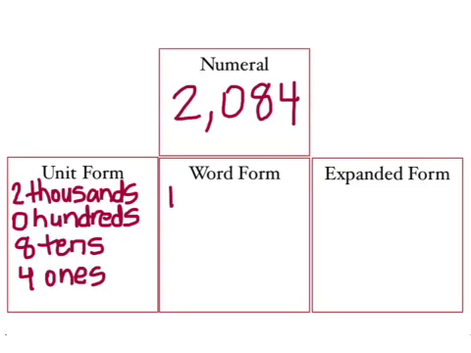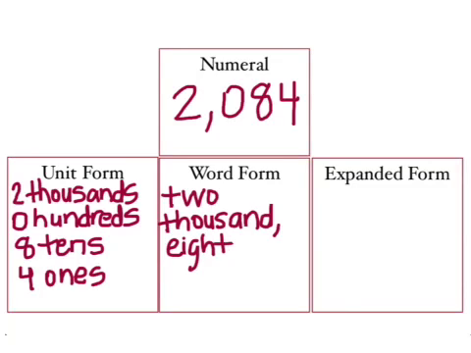For word form, we're going to write everything in words. 2000. I can put a comma here like it shows in the numeral. 84.